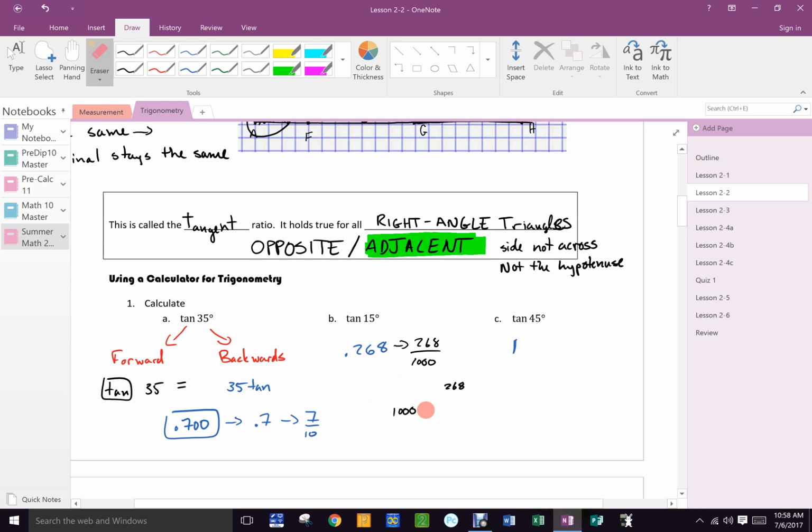Okay. Now, you should notice that that gave me a decimal, that gave me a decimal, but that gave me 1. Why? So if I drew that triangle, 1 is 1 over 1, isn't it? So where's the 1 go? There. And the other one goes where?